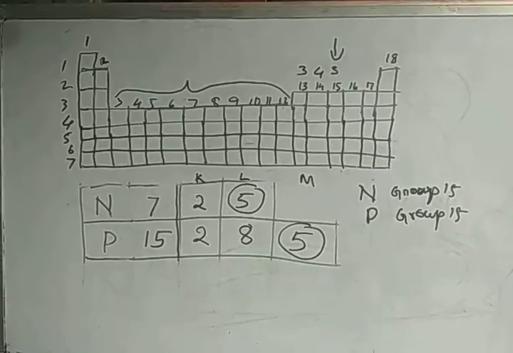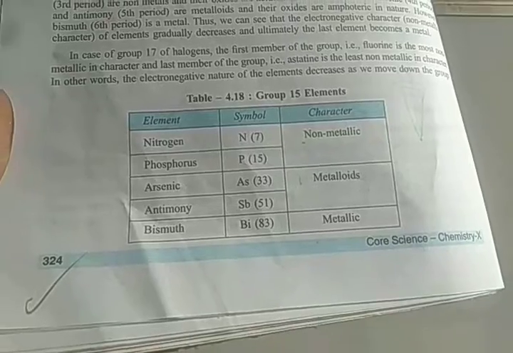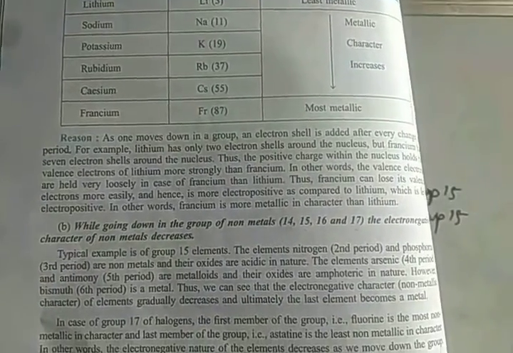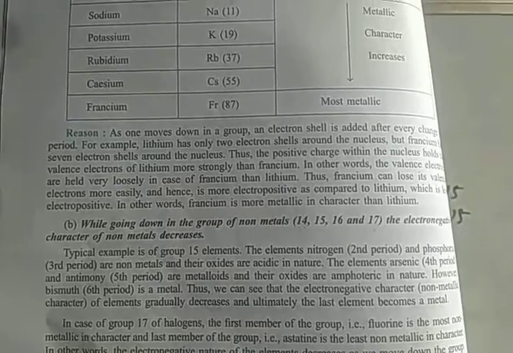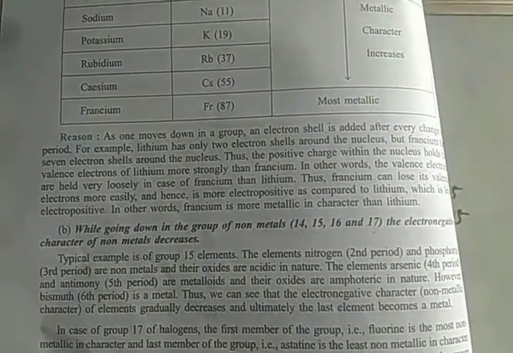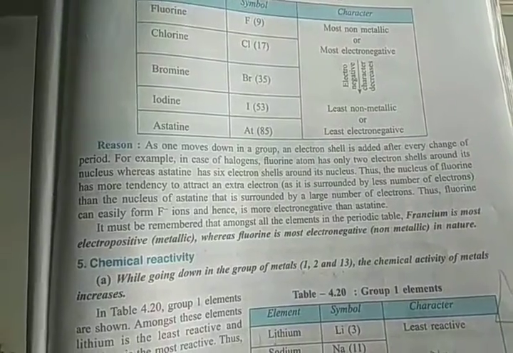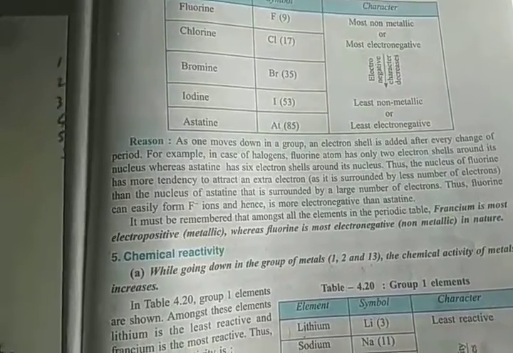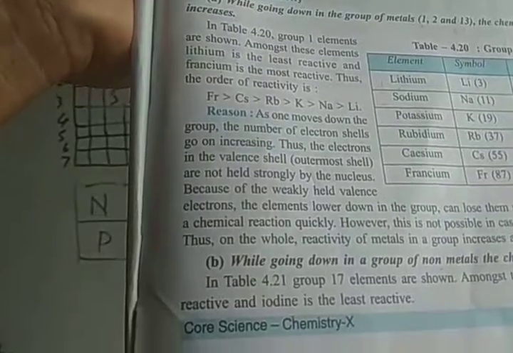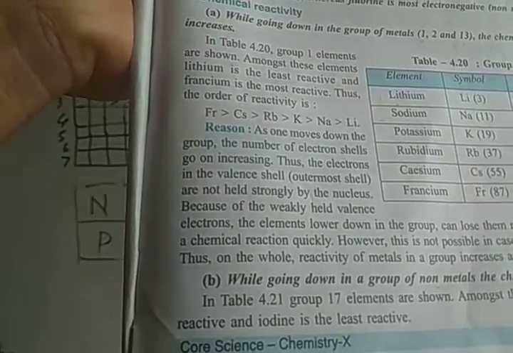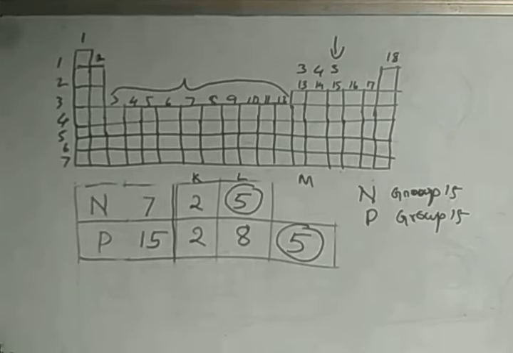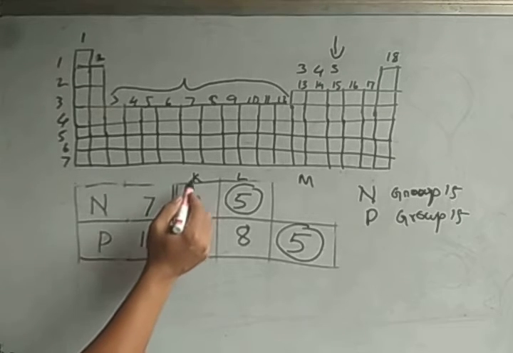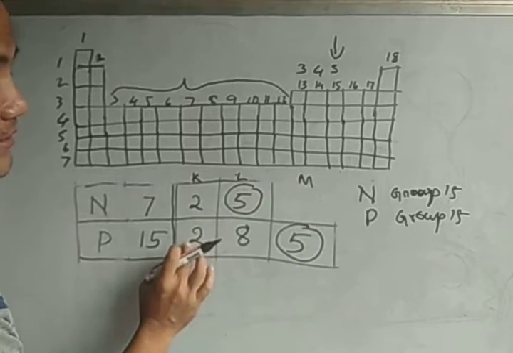Now we will check again based on your textbook. You can turn to page 324. From there, in the explanation, as one moves down the group, an electron shell is added after every period. On the next page you can also see that as one moves down the group, the electron shell is added after every period. And in number 5 you can see that as one moves down the group, the number of electron shells keeps increasing. Keeping in mind those 3 points, you can see here this is the K shell, L shell and M shell. The shells keep increasing.